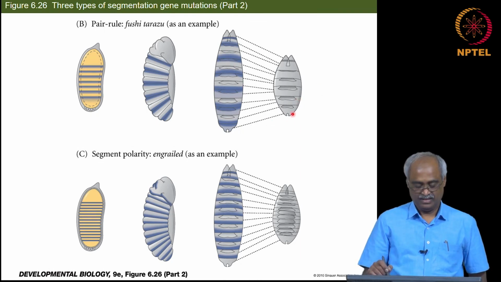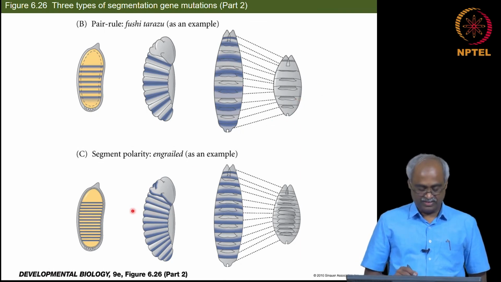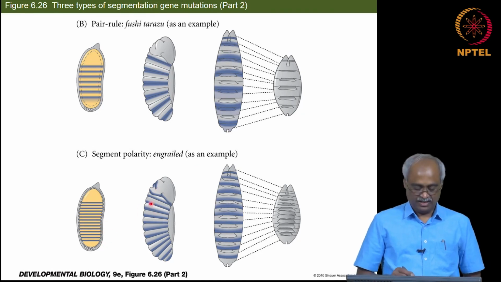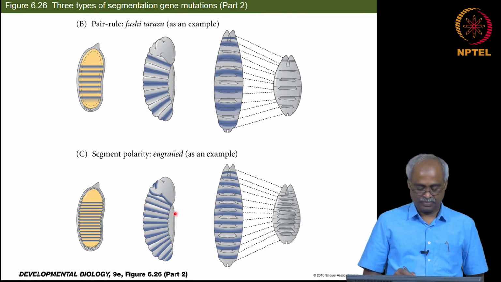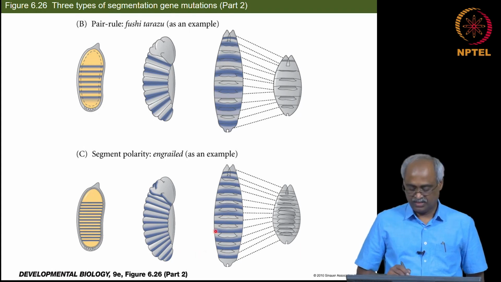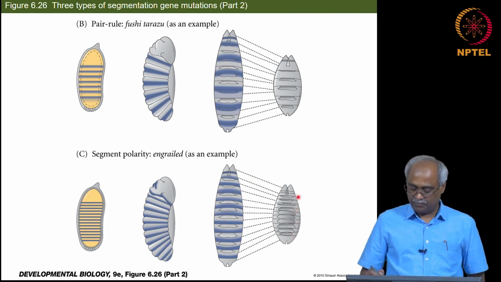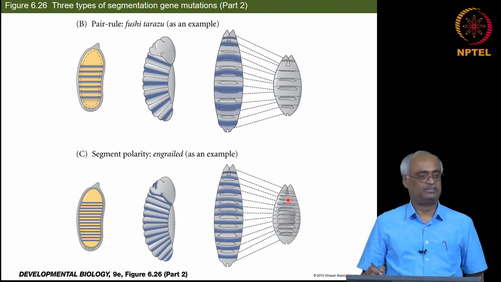And the segment polarity gene, on the other hand, is in more stripes; these are actually 14. Engrailed is in the posterior of each of these segments you are seeing here, and similarly you see it in the larval stage, and then only part of every segment is going to be missing in the mutant.